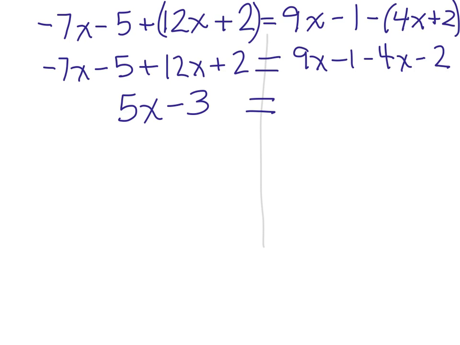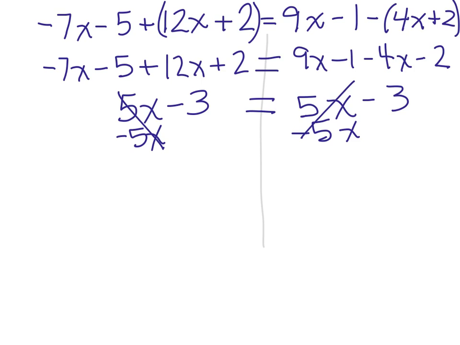On the right-hand side, 9x minus 4x leaves me with 5x. And my negative 1 minus 2 leaves me with negative 3. So again, I have 5x on both sides. So I can't really move x's to the left or right because there's the same amount. So I'm just going to take them away. They are gone off the left, and they are gone off the right.